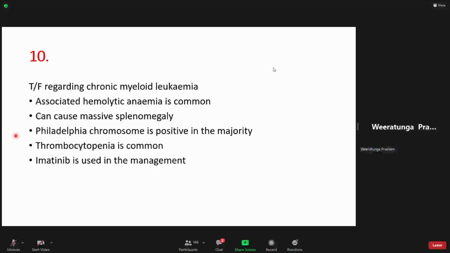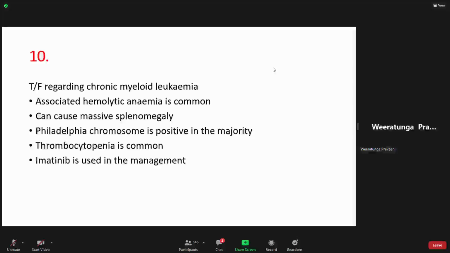So Philadelphia chromosome is positive in the majority. Yes, Philadelphia chromosome is positive, and they have a better prognosis. They are mostly in the chronic phase. Philadelphia chromosome negative people are in major trouble because they progress into accelerated phases and blast crises. So not good. Philadelphia chromosome negative people have a poor prognosis.